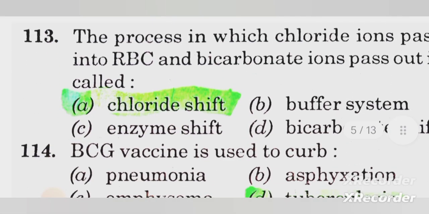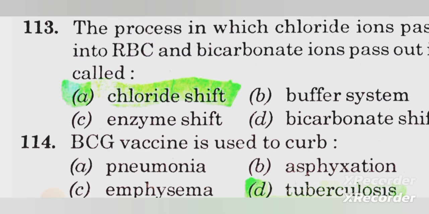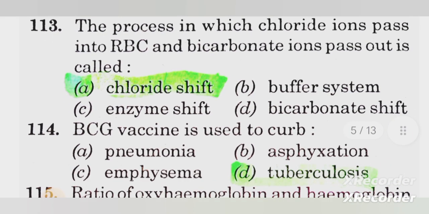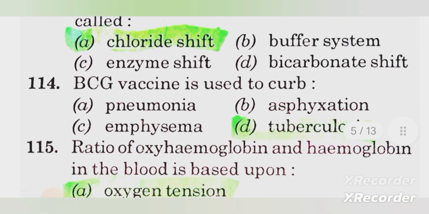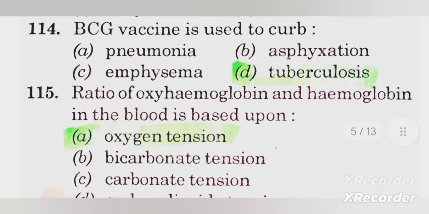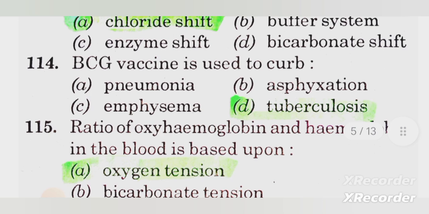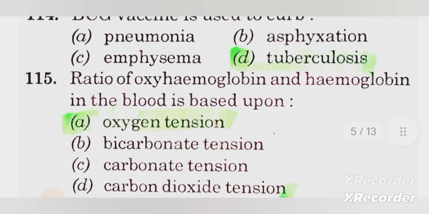Next, 113. The process in which chloride ion passes into RBC and bicarbonate ions pass out is called. Answer A. Chloride shift. Next, 114. BCG vaccine is used to curb. Answer D. Tuberculosis. BCG vaccine is used to cure, not curb. Answer D. Tuberculosis.